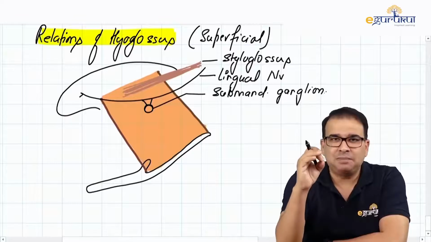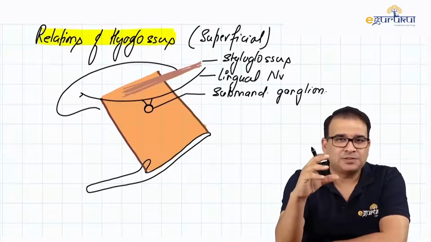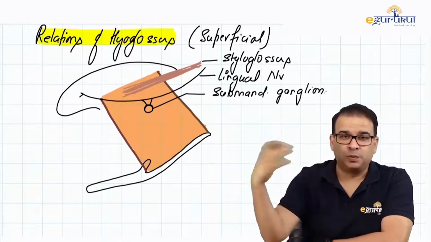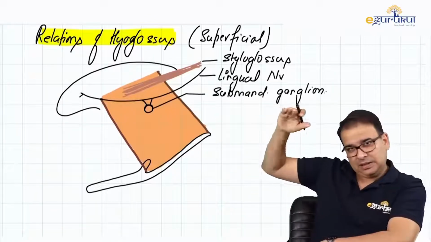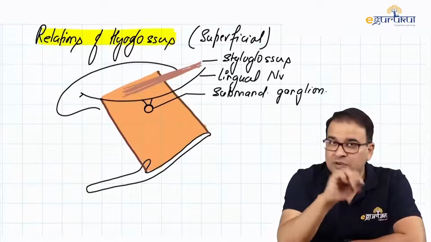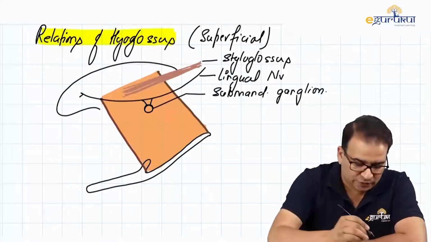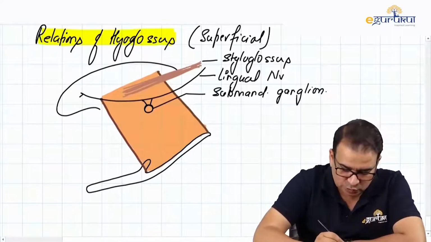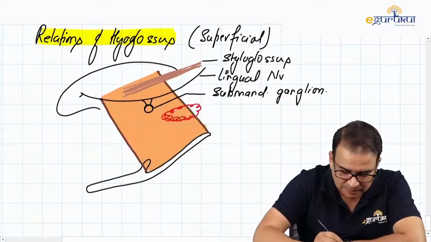Below that, you will see the submandibular gland. And which part of the submandibular gland? The deep part. The superficial part is even more outside. It's the deep part of the submandibular gland which goes here, superficial to hyoglossus. I'm saying superficial. Although it is superficial to hyoglossus, this is the deep part of the submandibular gland.